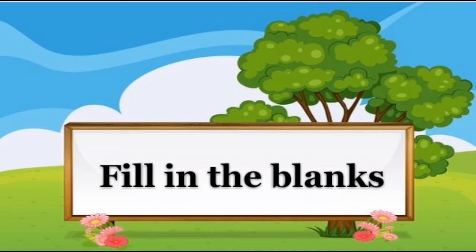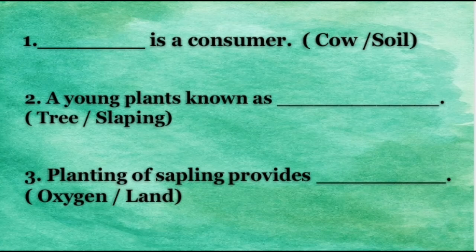Next, let's see, fill in the blanks. First one, dash is a consumer. Cow or soil. The answer is cow. Second one, a young plant is known as dash. Tree or sapling. The answer is sapling.